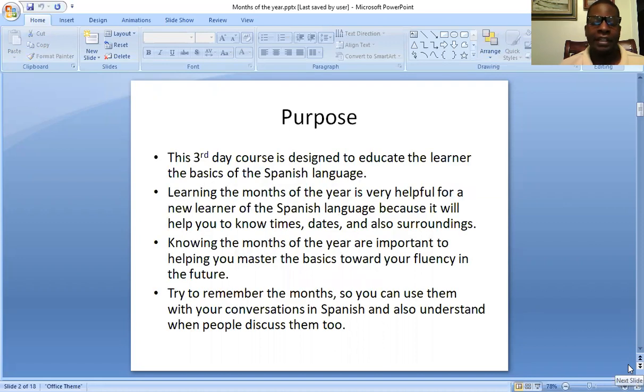The purpose. The third day course is designed to educate the learner on the basics of the Spanish language. Learning the months of the year is very helpful for a new learner of the Spanish language because it will help you to know times, dates, and also surroundings. Knowing the months of the year is important to helping you master the basics toward your fluency in the future. Try to remember the months so you can use them in your conversations in Spanish and also understand when people discuss them too.